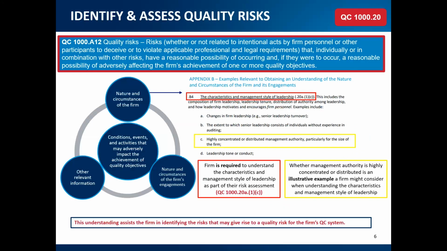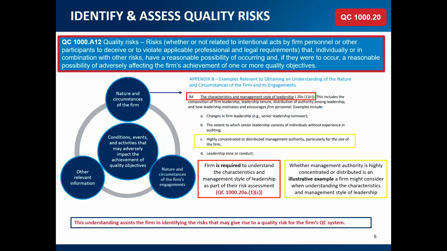In this scenario, as part of understanding the characteristics and management styles of leadership, which it is required to do under QC 1000, paragraph 20A1C, the firm identifies that it has highly distributed management authority, particularly for the size of the firm, because its firm leadership are spread out across many different locations and industry groups, and there is no clearly defined HQ or national office function. The firm considers that there may be a risk resulting from this, that there are unclear lines of responsibility within the firm.